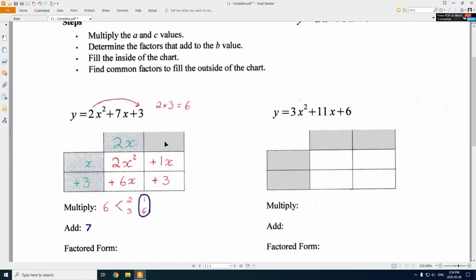And the last one, is there anything I can factor out here? There's no x here, so not an x. A 1, that's the only thing I can divide nicely by, so plus 1. And we're done. That's our factored form, the two brackets: 2x plus 1 times x plus 3.